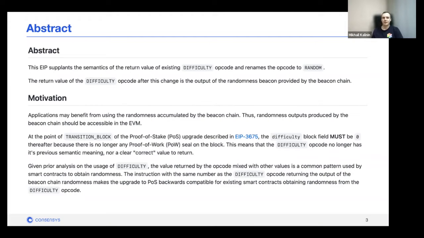So the motivation is twofold here. First of all, we'd like to expose the randomness that is accumulated by the beacon chain to the application layer, and hence the opcode is required to allow access to this randomness inside of the EVM. And the other reason why it's implemented this way, why the randomness output supplants the difficulty value that is exposed by the difficulty opcode, is to avoid breaking the existing applications that depend on the difficulty as a source of randomness. So that's the motivation behind this EIP and behind this specification.